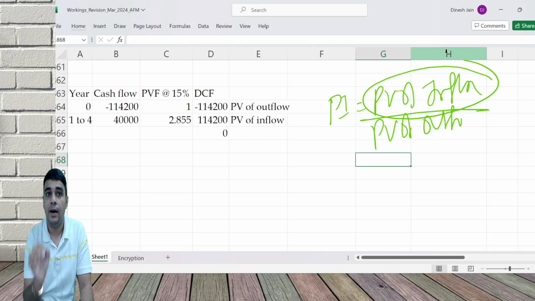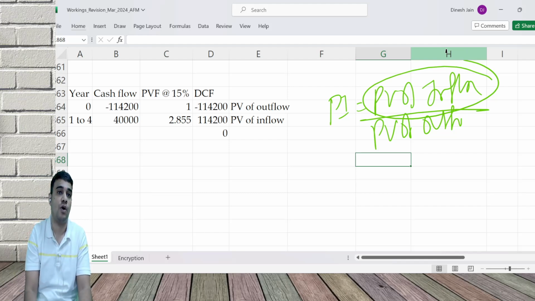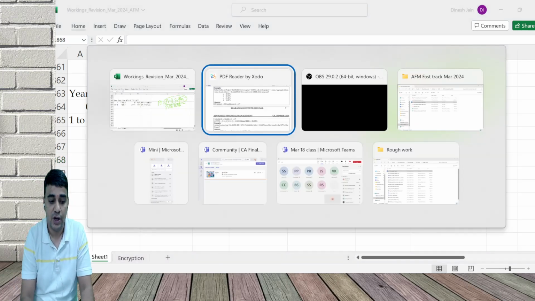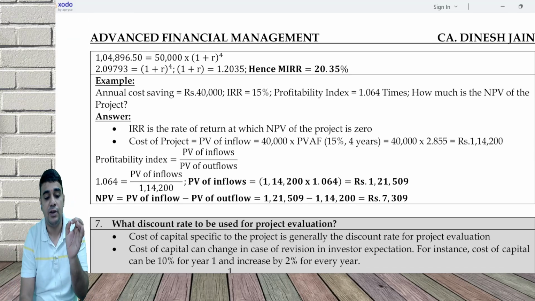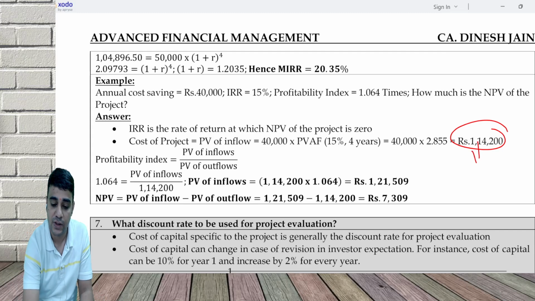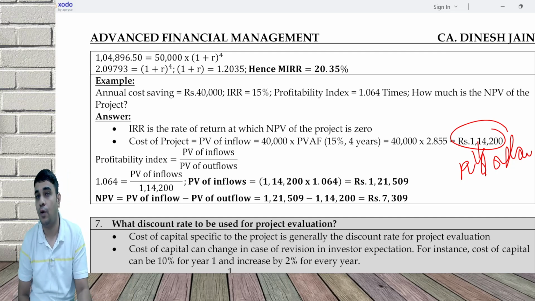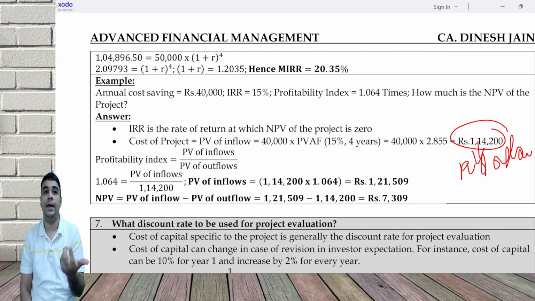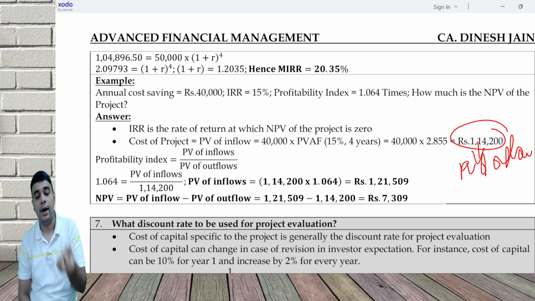Again, I am repeating, the present value of outflow can never change based on discount rate, unless an outflow is happening in the first or second year, which is a rare scenario. In that case, it can change. So here, first we used the IRR approach. Ideally, I should have said this is not PV of inflow, this is equal to PV of outflow. We are using this PV of outflow later to get the PV of inflow and then the NPV.